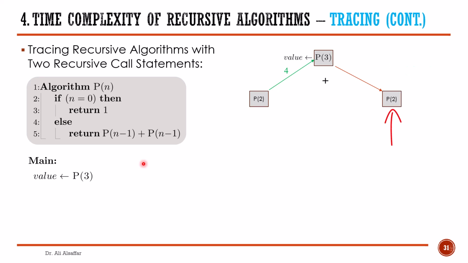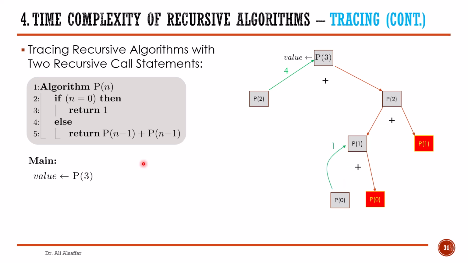When this P2 is called, its left child P1 is executed first, and its right child is postponed. And when P1, the left child of P2, is called, its left child P0 will return 1, and its right child will also return 1. Now P1 will add the 2 returned 1s and return 2 to its parent P2.